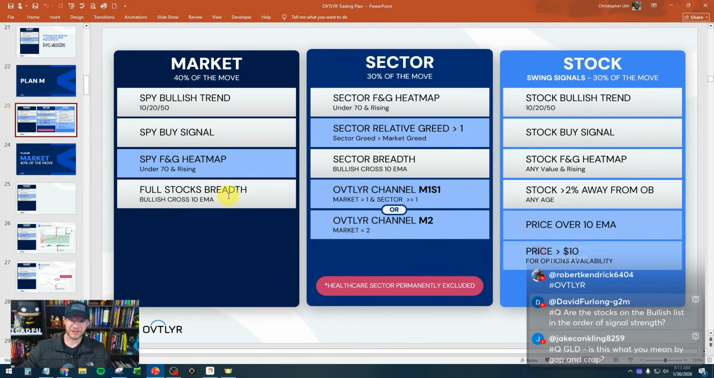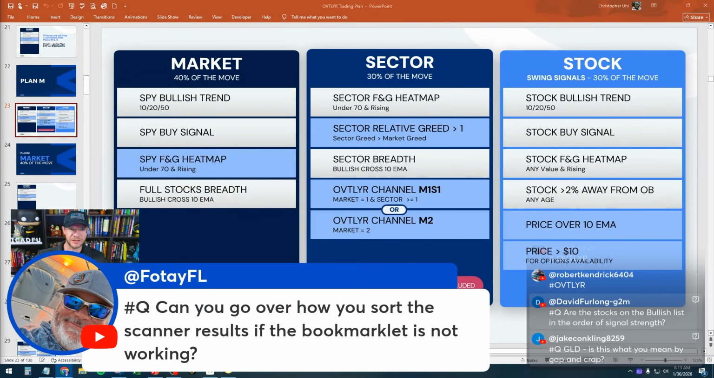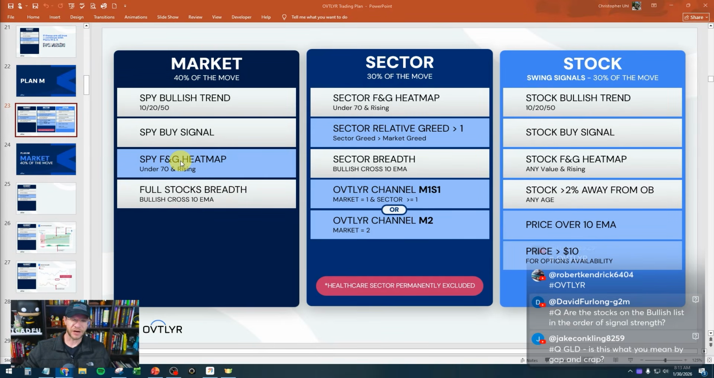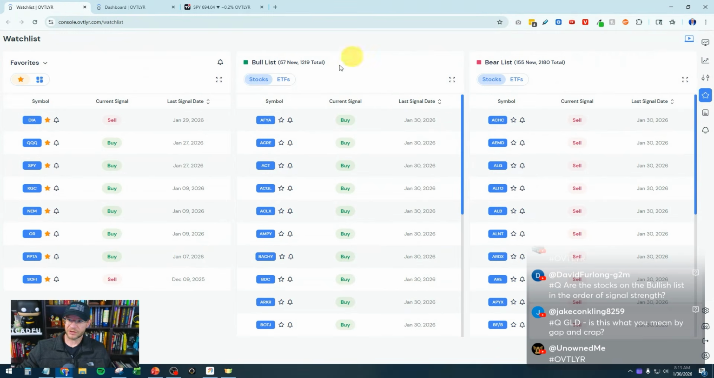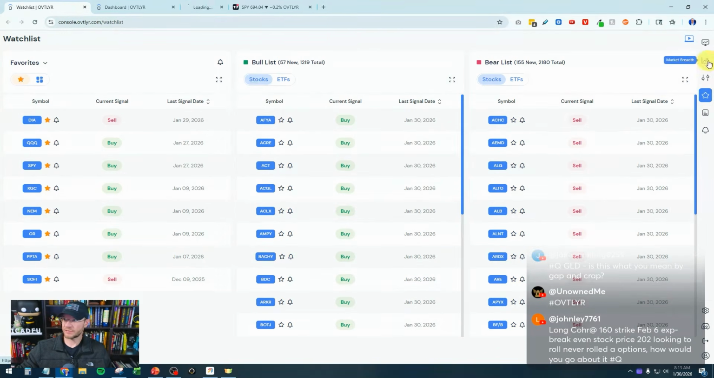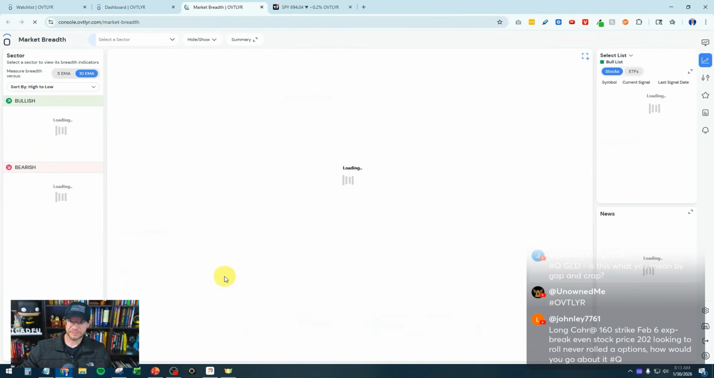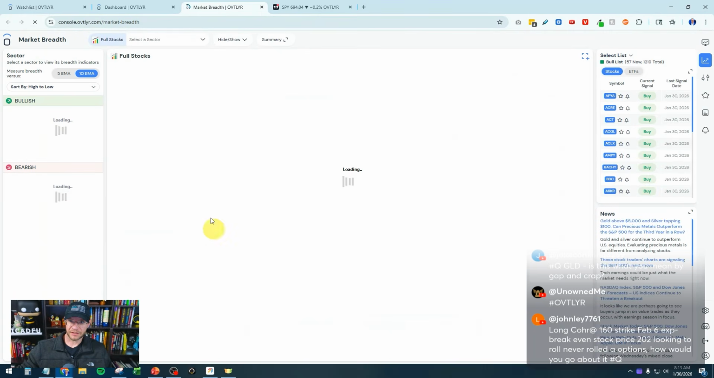Let's keep going here because the question was how to get to the scanner results. Next I like to look at the full stock's breadth. Now the breadth measures how many buy signals and sell signals we have. You can look on the bull and bear list to get that information, or you can come over here and let that load for a second.